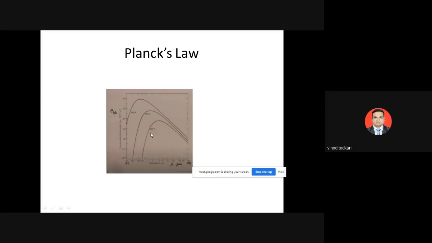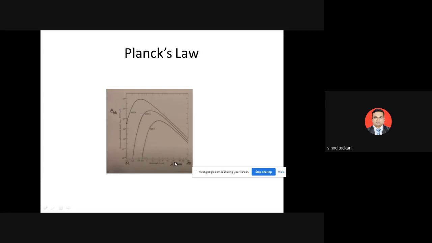Which are those? Firstly, at a constant temperature, let's take any curve, 800 or 2000 or 5800. Let's take the example of the 800 Kelvin curve. For a constant temperature, as the wavelength increases, the monochromatic emissive power of a black body increases. It attains a maxima and then it decreases. The same applies to the other temperatures also. As the wavelength increases, the monochromatic emissive power will increase, attain a maxima and then fall. So this was the first conclusion that Planck drew.